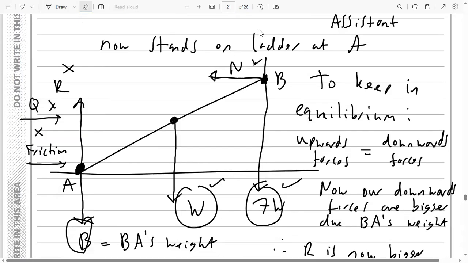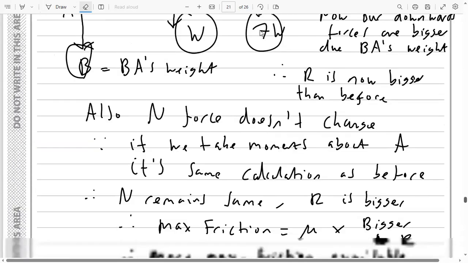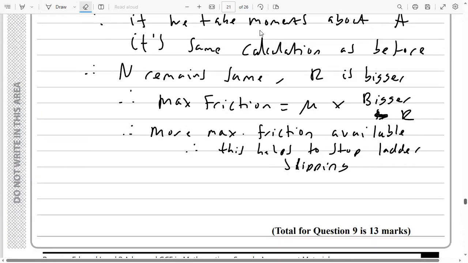But because your reaction at A, this normal reaction at A, is bigger because we've got this extra downwards force due to the builder's assistant, that means that the maximum friction available is bigger. So there's more friction available. So it helps to stop the ladder from slipping because there's more friction able to stop that ladder from slipping.